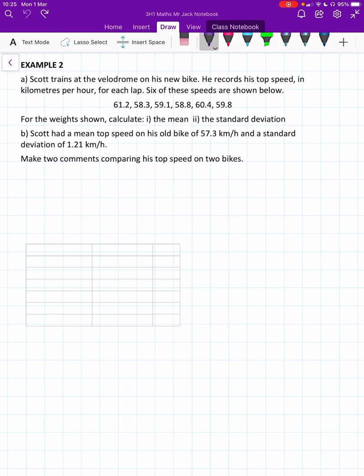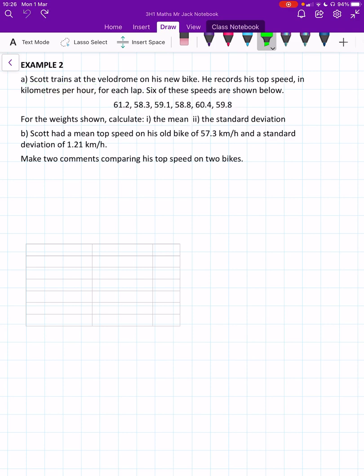Okay, first things first. Question A says, we've got Scott training at a velodrome on his new bike. He's recording top speed in kilometres per hour, and he's done 6 laps there, so that's the important stuff. And then we've been asked to calculate the mean and the standard deviation, so that's all fine.